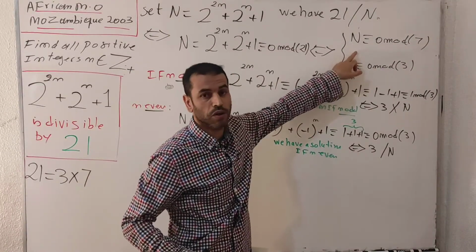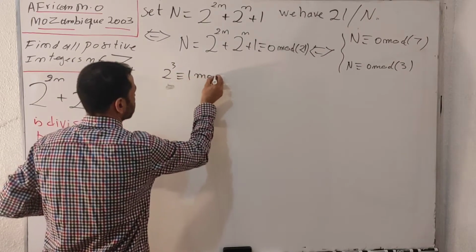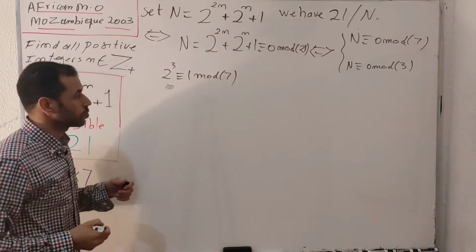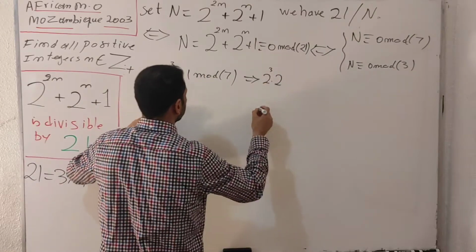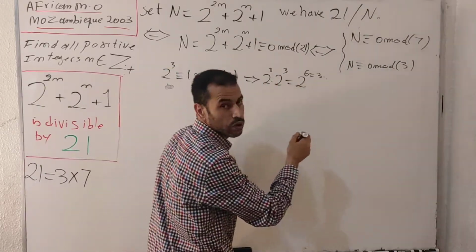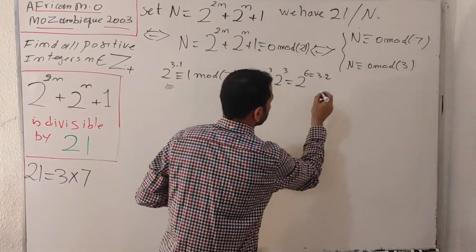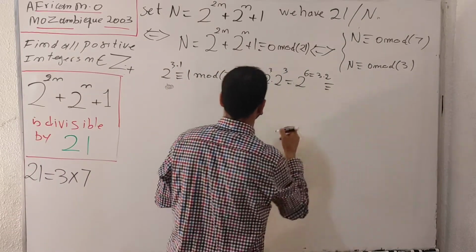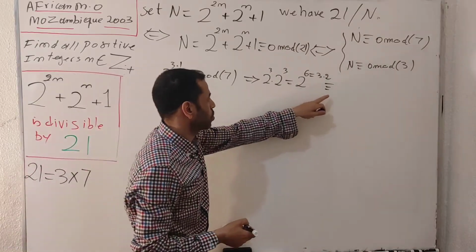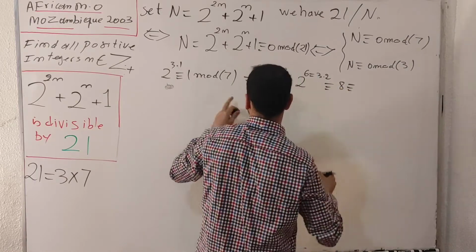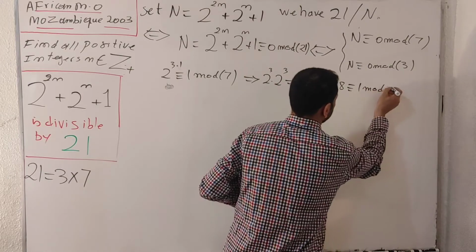So now I know that when n is even, we have a solution. Let's move on to the mod 7 condition. We know 2 to the 3 is congruent to 1 mod 7. I'm going to multiply both sides by 2 to the 3. So 2 to the 3 times 2 to the 3 equals 2 to the 6, which is congruent to 8, and since 8 is 1 more than 7, I get congruent to 1 mod 7.